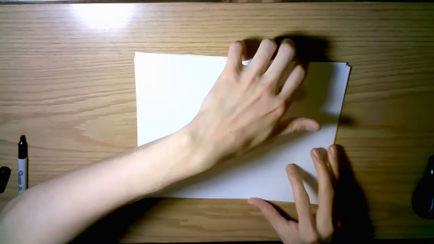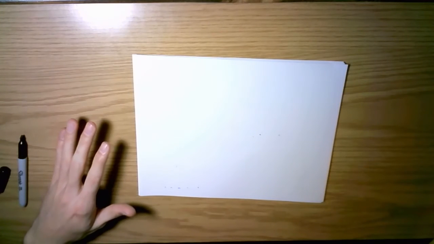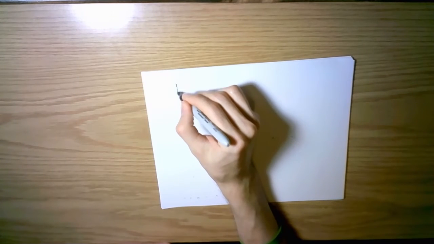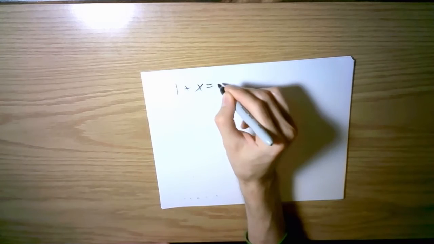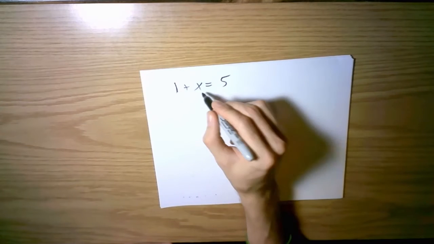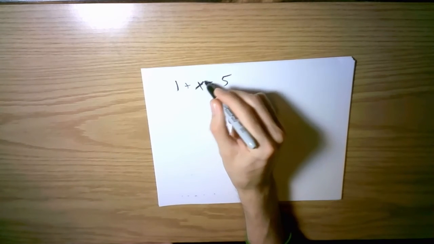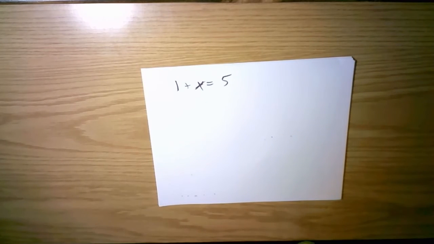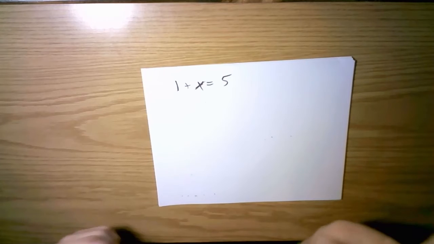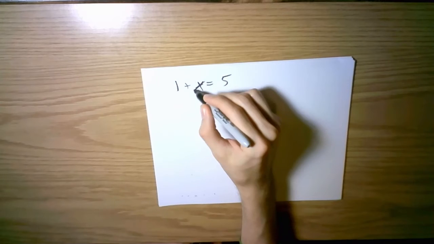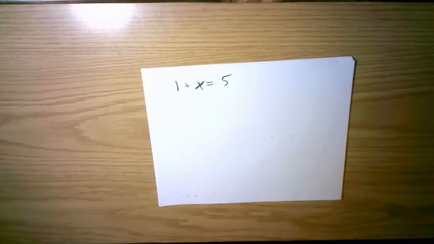Alright, so now we're going to talk about algebra. So you'll see this a lot. Algebra equations usually look like 1 plus x equals 5 or something like that. X represents any number. It could be 100, it could be -5. We don't know what it is. So the point of an algebra equation is to figure out what x is. And there's some tricks you can do to that.